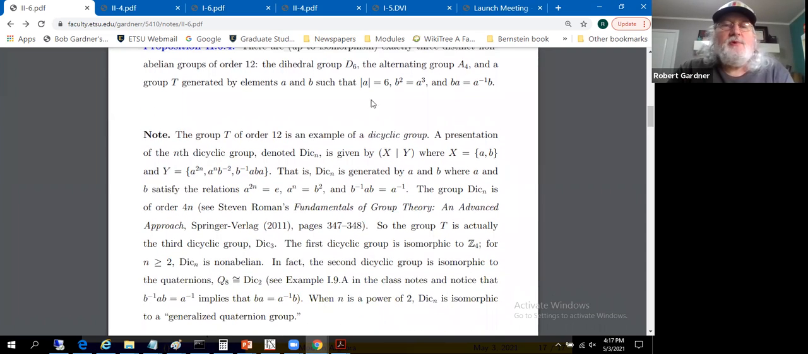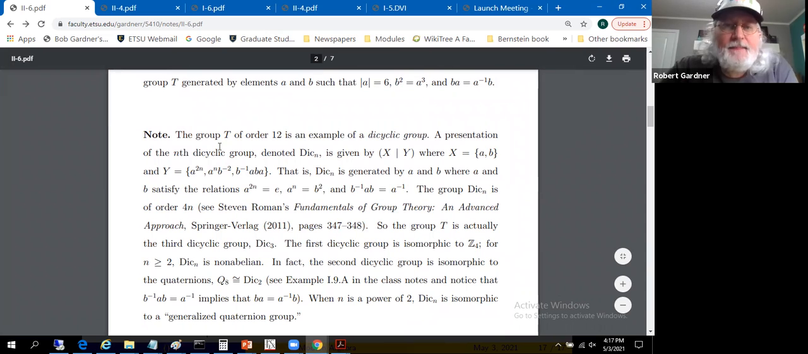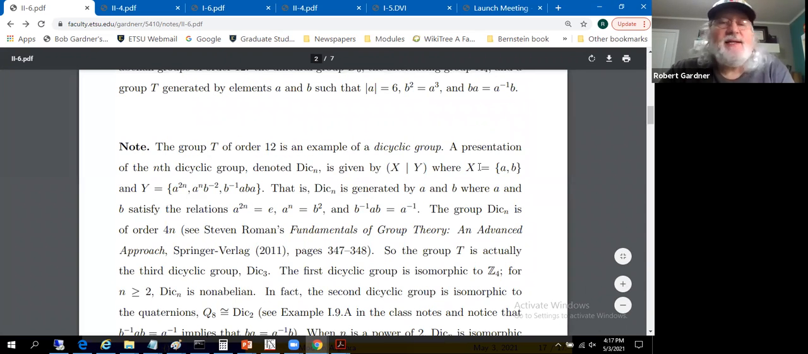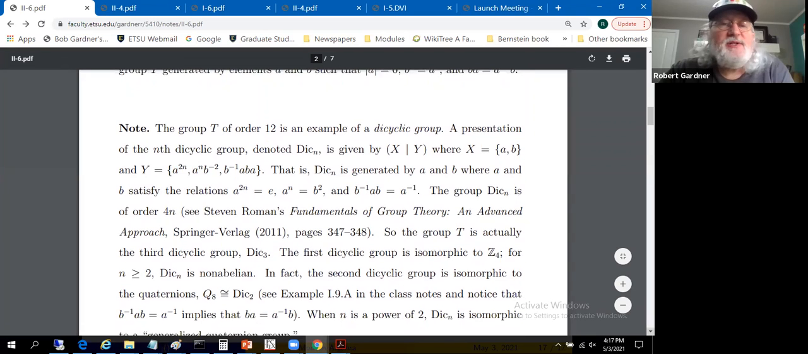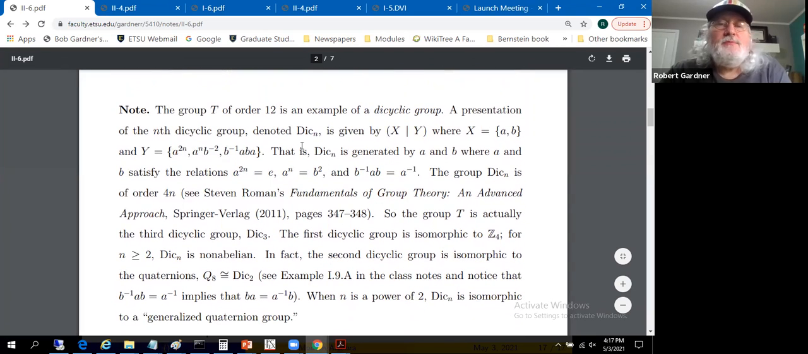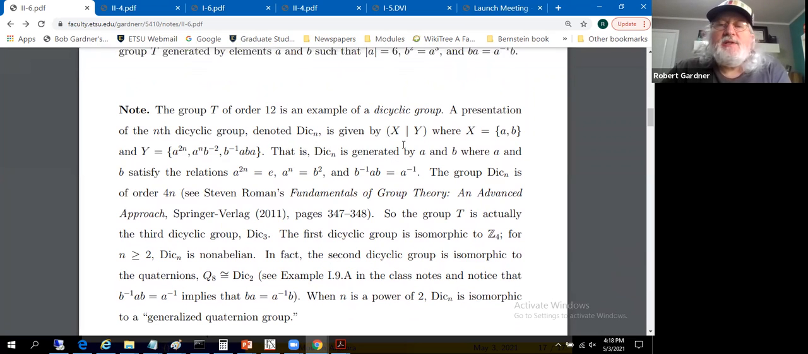About this second group, the one we denoted T, group T of order 12 is an example of a dicyclic group. A presentation of the nth dicyclic group, denoted, let me read this as Dic sub n, is given by sets X and Y, where X contains the 2 generators. Y implies 3 relations. The relations implied by Y are A to the 2n equals the identity, A to the n equals B squared, and B inverse AB equals A inverse.